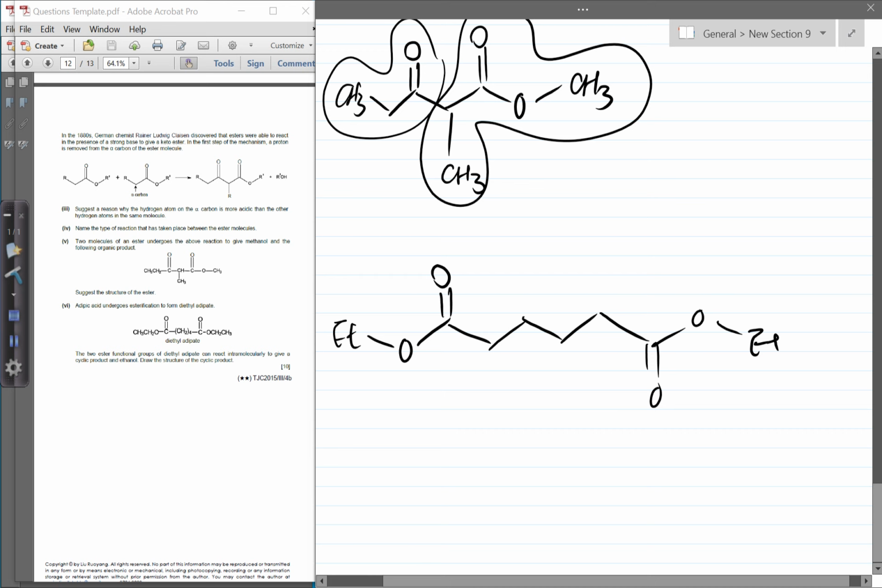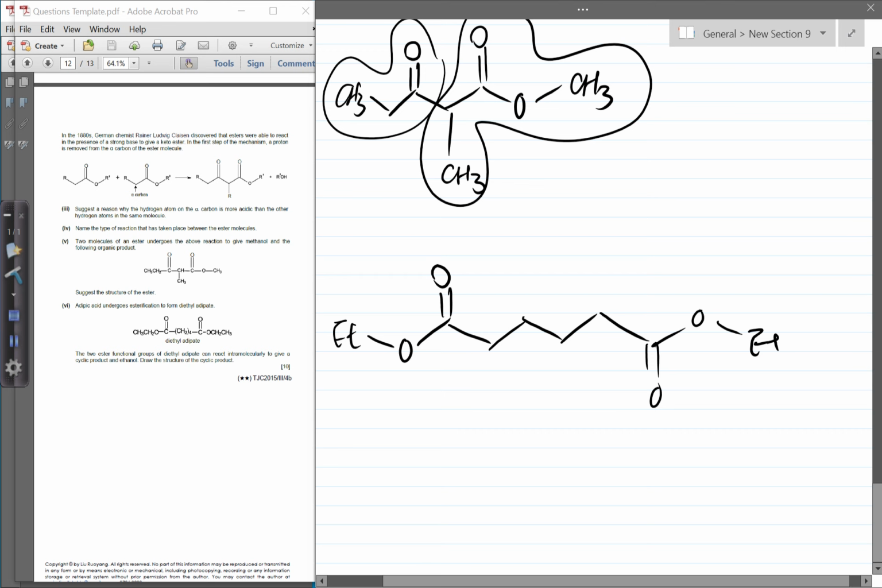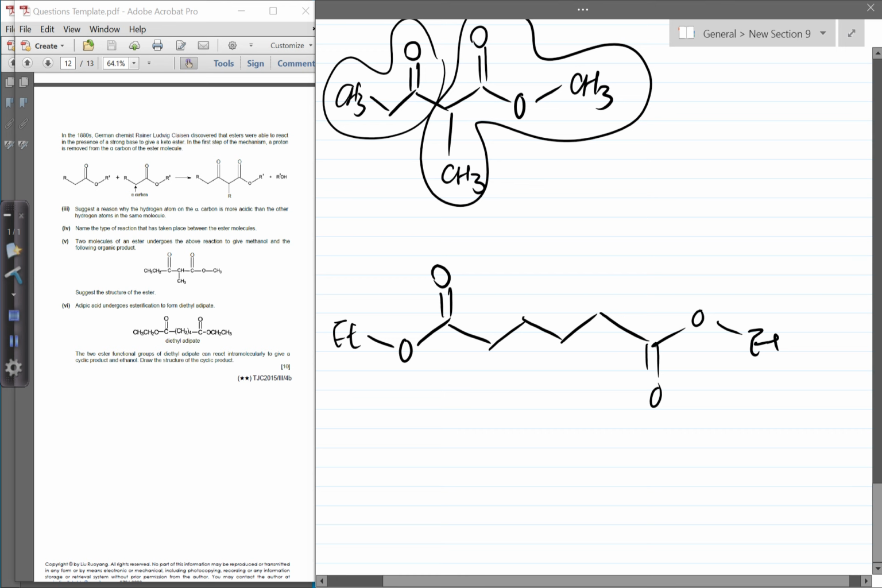They always like to play this kind of game. They give you an example in the linear form, and they give you something like a cyclic form for you to draw, right? So same thing, you just have to follow the same pattern, right? So first locate your alpha carbon. Here or here doesn't matter because it's the same. This is the alpha carbon, right? So how do you get a product?